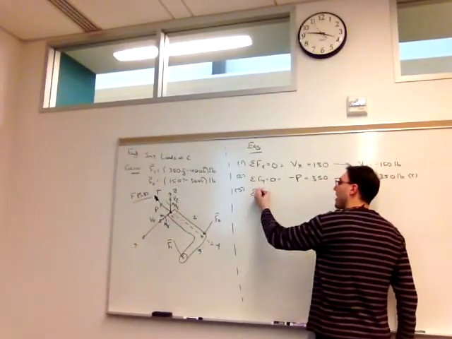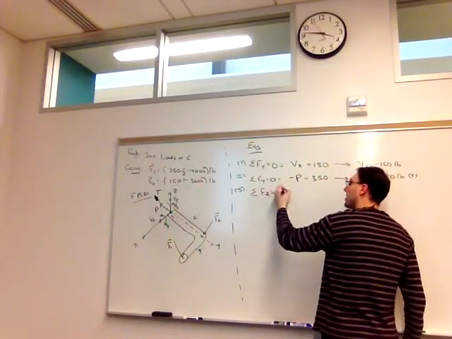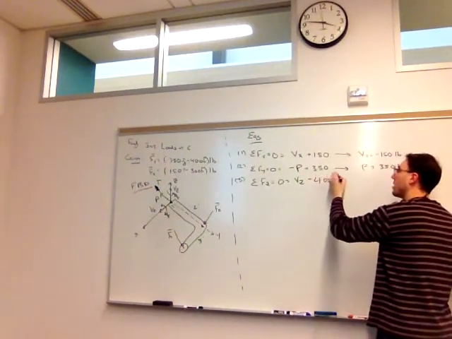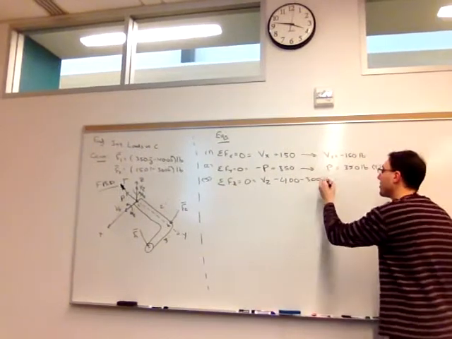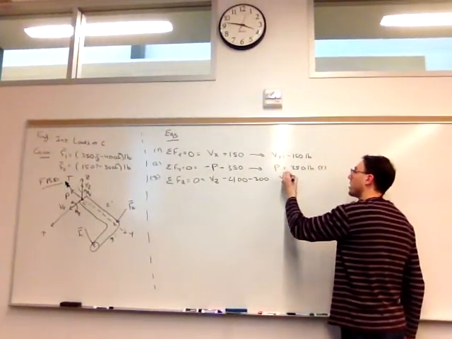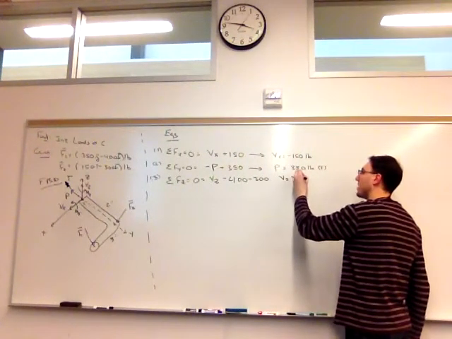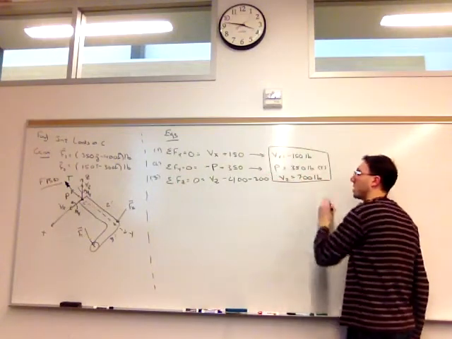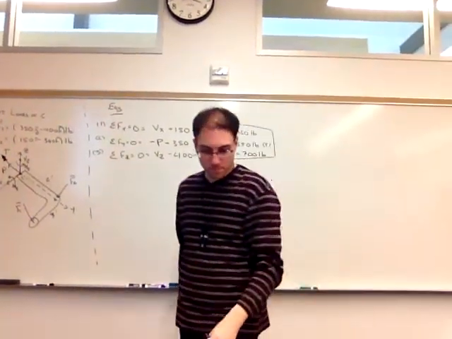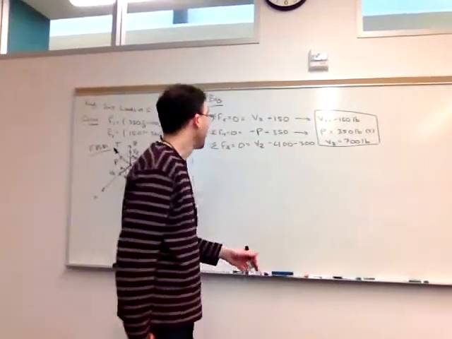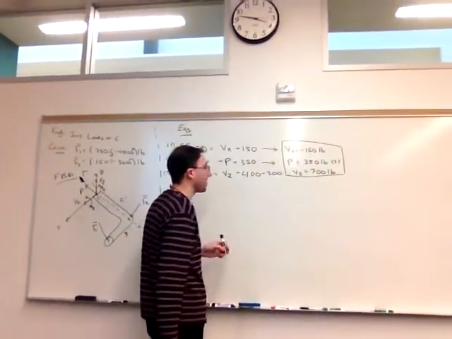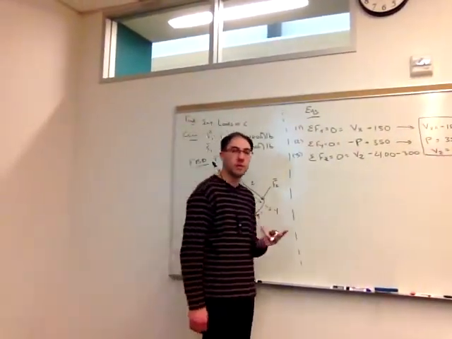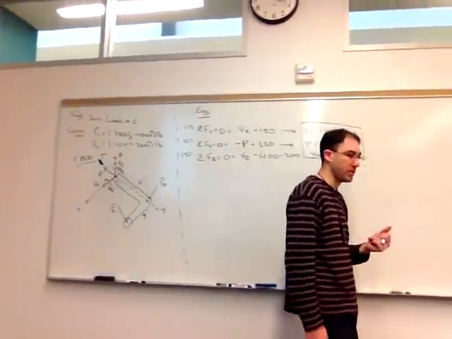And finally, in the z direction, we have Vz, minus 400 from F1, minus 300 from F2. So Vz, we're going to get a positive 700 pounds. Three internal forces we have now. So all that remains are the three moments, the two components of the bending moment and the torsion.